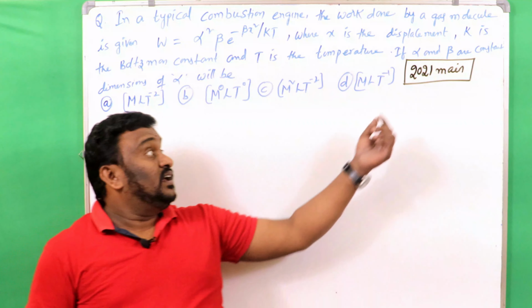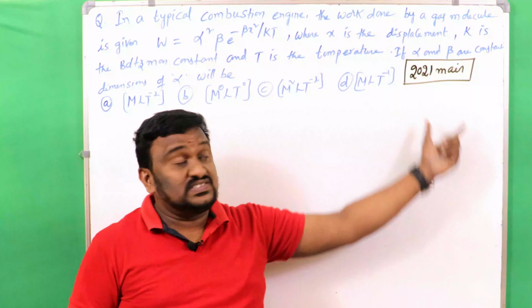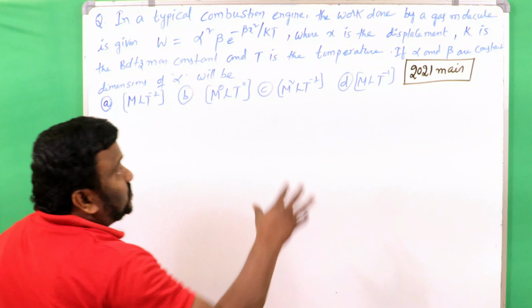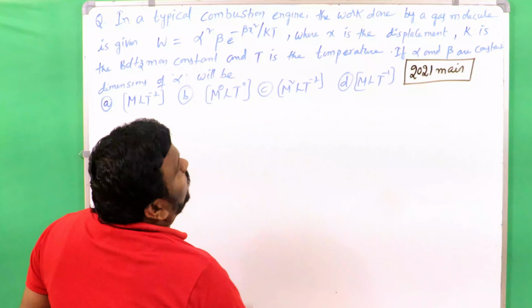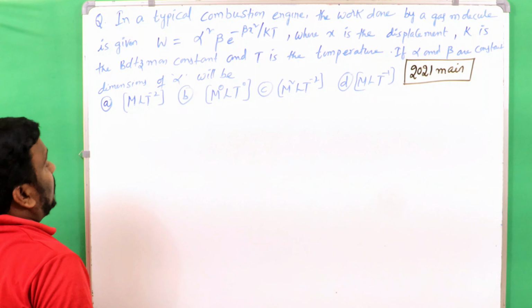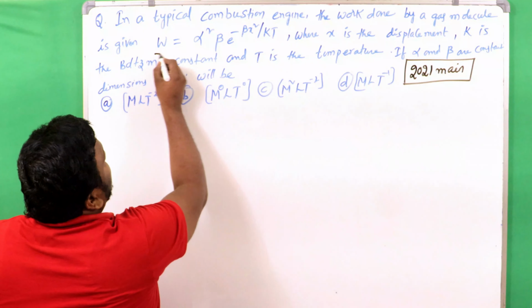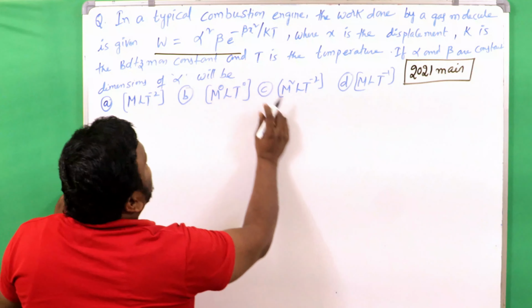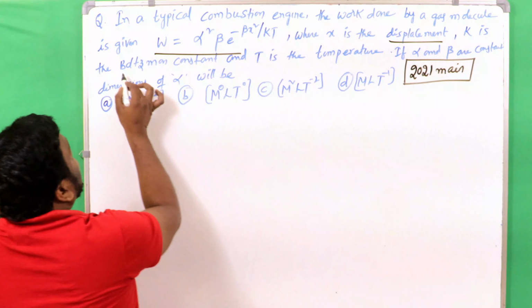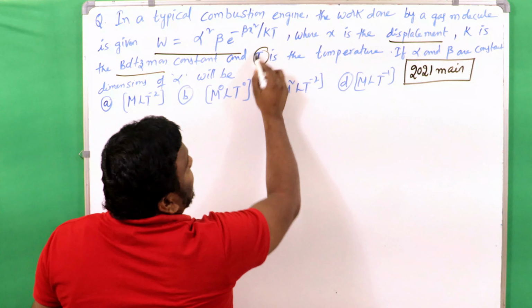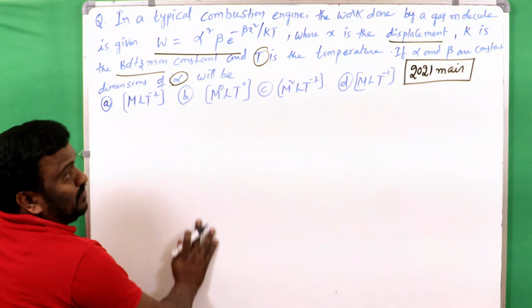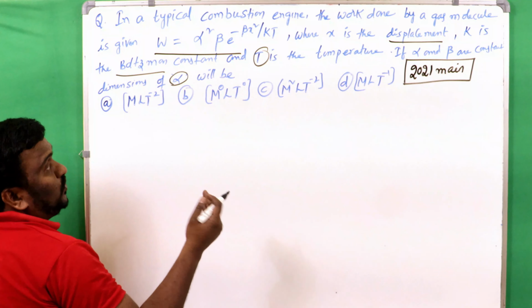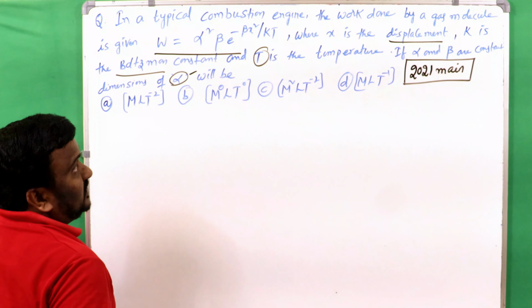See the question here, it was given in the 2021 Mains. The question is like this. This question is related to the heat concept. In a typical combustion engine, the work done by a gas molecule is given by W = α²β e^(−βx²/kT), where x is the displacement, k is the Boltzmann constant and T is the temperature. If α and β are constants, the dimensions of α will be. So we have to find out the dimensions of α. That is the question here.